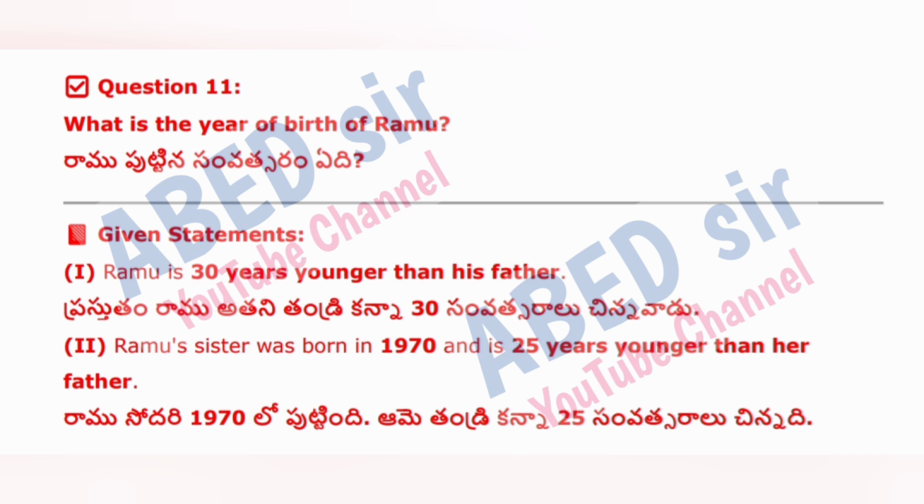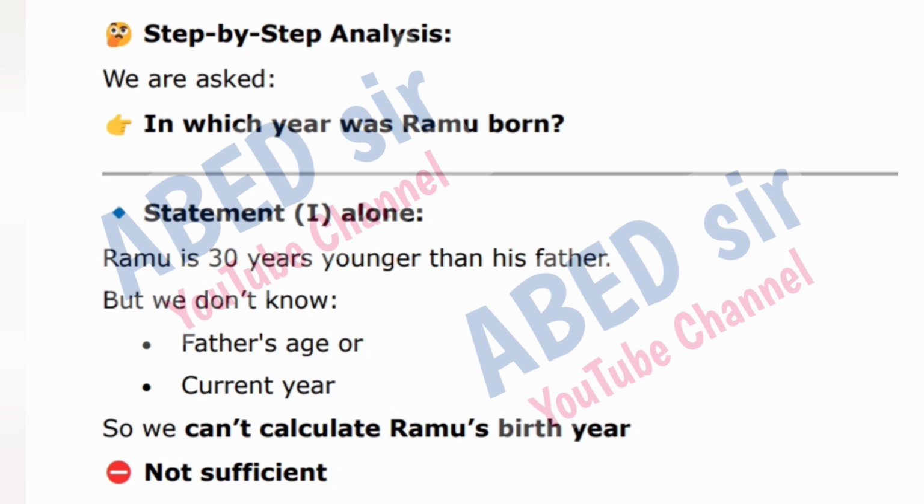What is the year of birth of Ramu? Given statements. 1. Ramu is 30 years younger than his father. 2. Ramu's sister was born in 1970 and is 25 years younger than her father. Step-by-step analysis. We are asked, in which year was Ramu born?